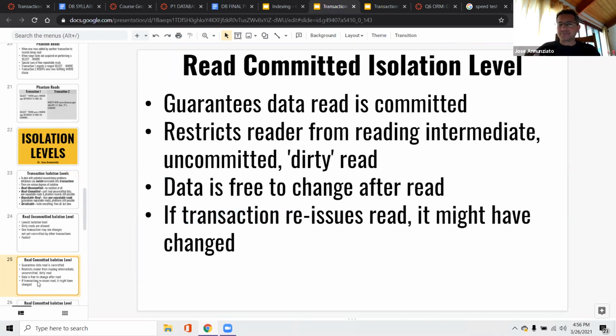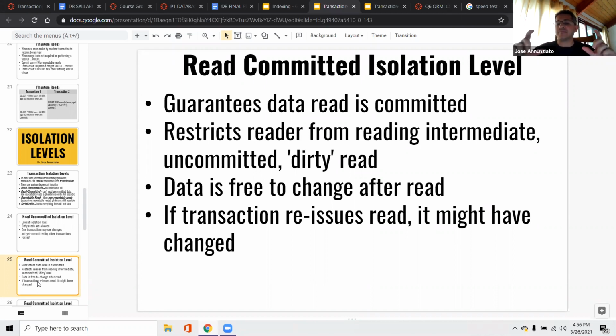Read committed guarantees that the data that you're going to read has already been committed. So this fixes the dirty read, meaning nobody will be allowed to read anything unless it has been committed. So it fixes this first inconsistency risk.